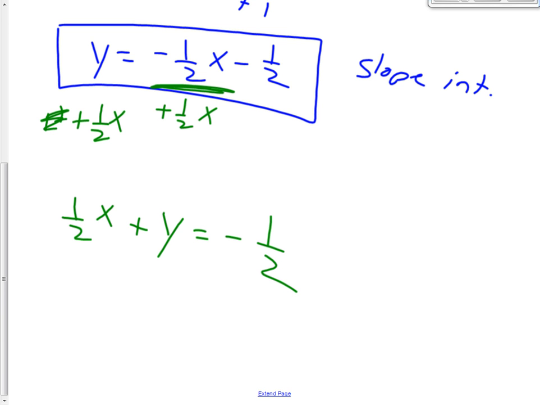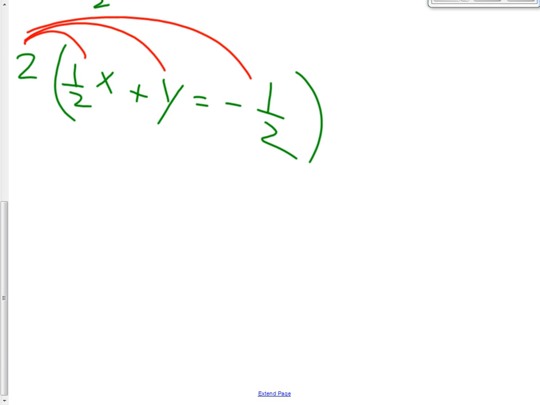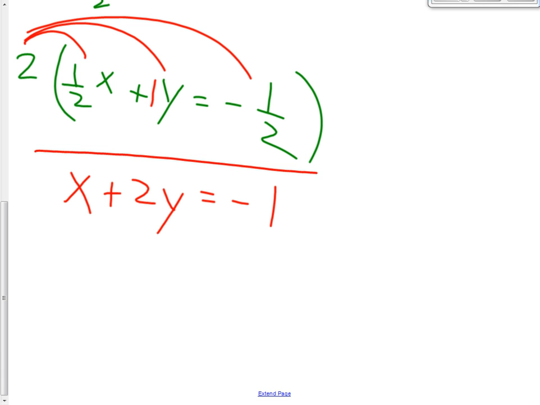We can't leave it like that, though. Hopefully fractions now are just screaming at you in the face saying, I can't be left in the answer. So if we have fractions, we have to multiply everything by the least common multiple of all the denominators, which is the number 2. So multiply each and every term by 2, and we got her made. So 1/2 times 2 is 1x. Plus 1y times 2 is 2y. That equals a negative 1/2 times 2, which is a negative 1. So this, class, should be your answer for standard form. X plus 2y equals a negative 1. Hopefully those two are easy enough.